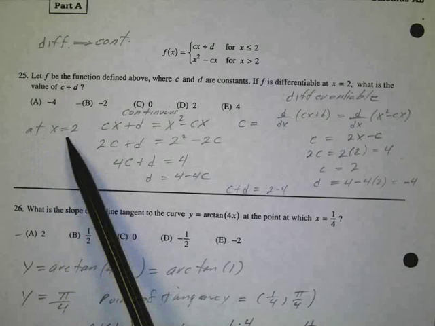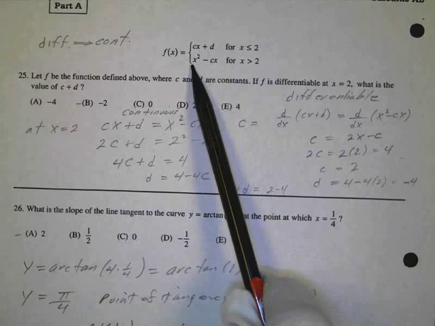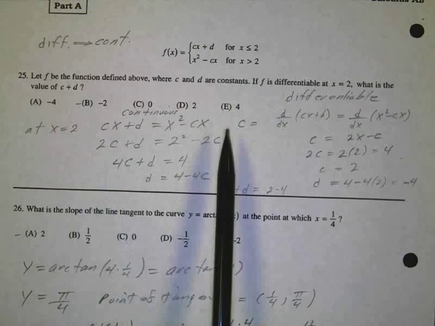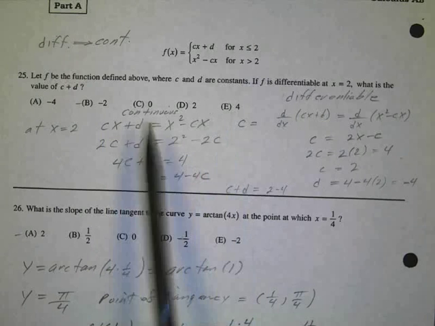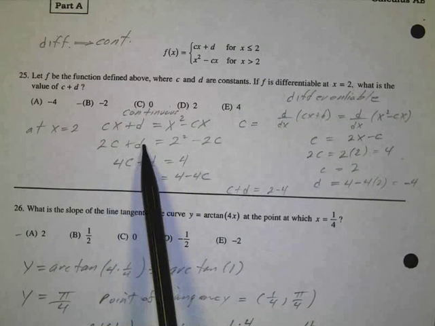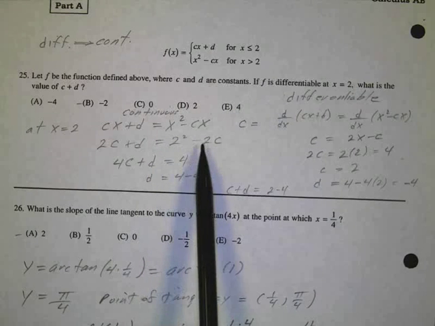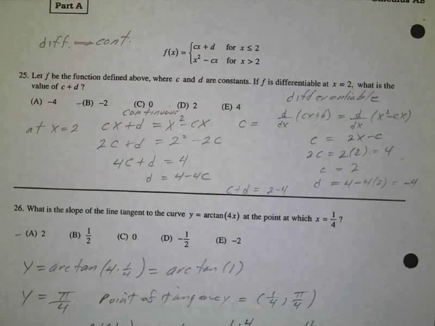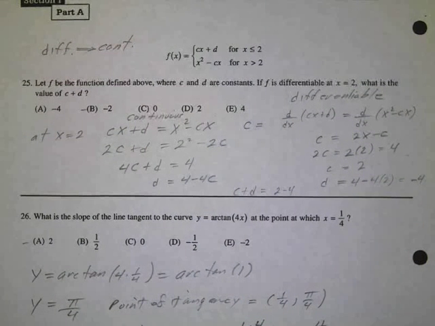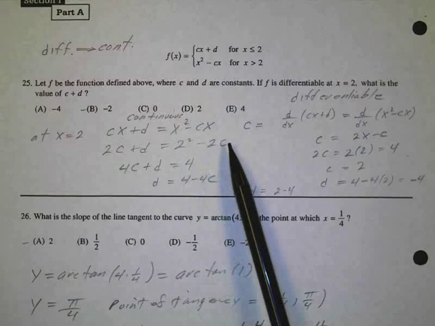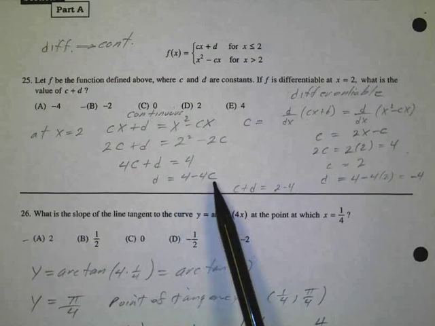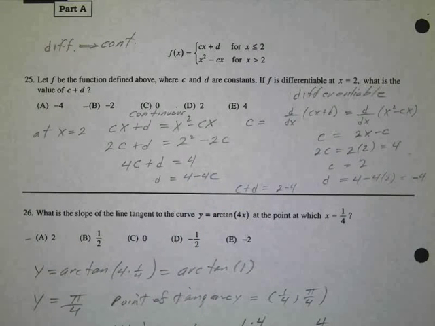All right? So since it's continuous at x equals 2, we know that this value will be the same as that value. So cx plus d will equal x squared minus cx. At x equals 2, those will be the same value. Well, I can put 2 in for x, so I get 2c plus d equals 2 squared minus 2c. All right? Okay. So far, so good. And then I can simplify this. I get 4, and then if I add 2c to both sides, I get 4c plus d equals 4, or d equals 4 minus 4c.